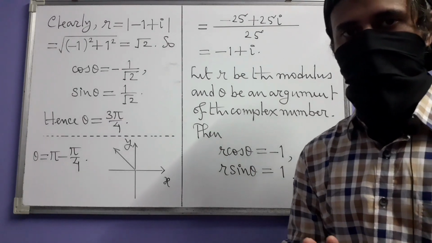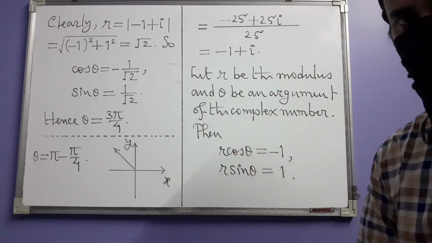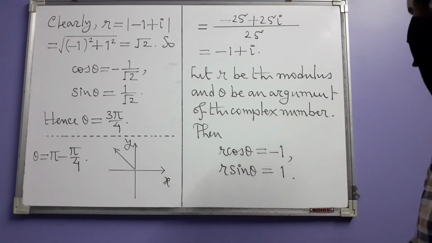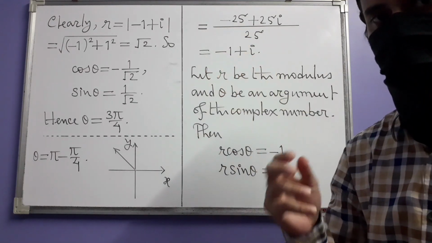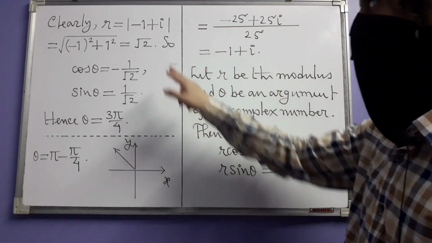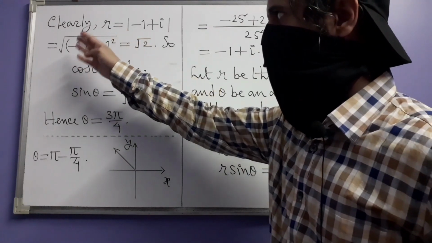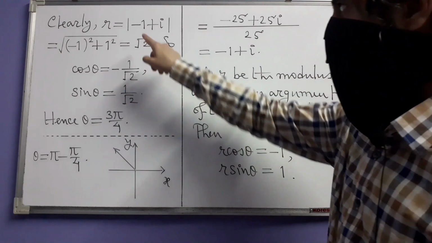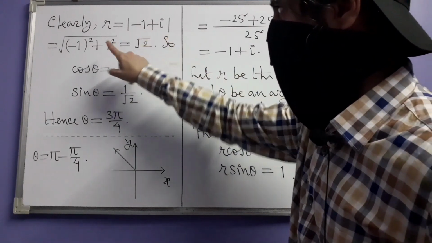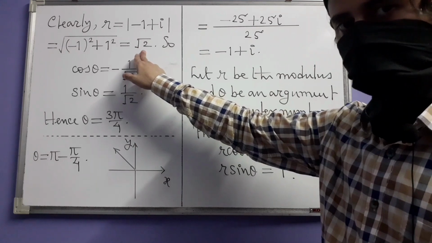To find the value of r, there are two ways. Either you square and add both these equations, that will give you r, or you just straight away calculate r from what it is, that it's the modulus of the complex number. So you apply the definition of modulus. You take the square root of the sum of the squares of the real part and imaginary part. The real part is -1 and the imaginary part is 1. So that way you get the value of r to be square root of 2.